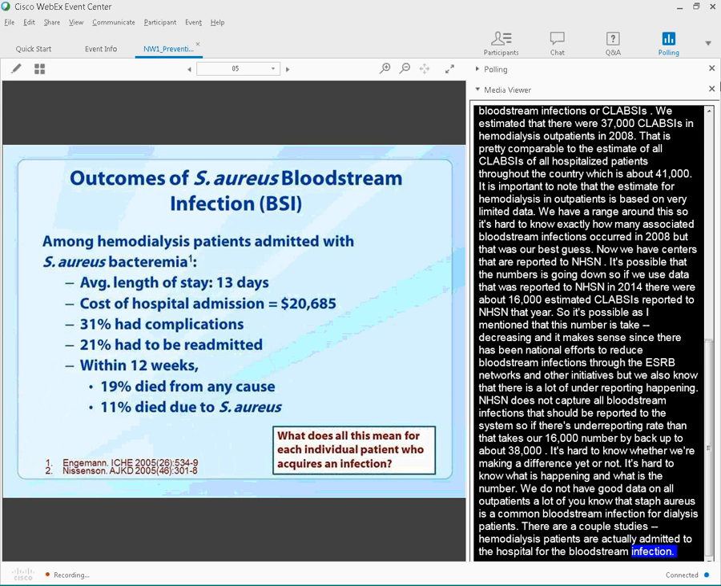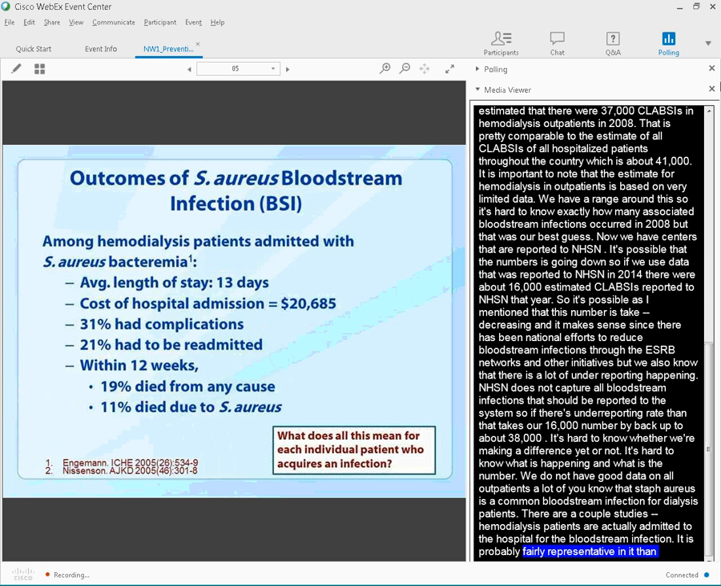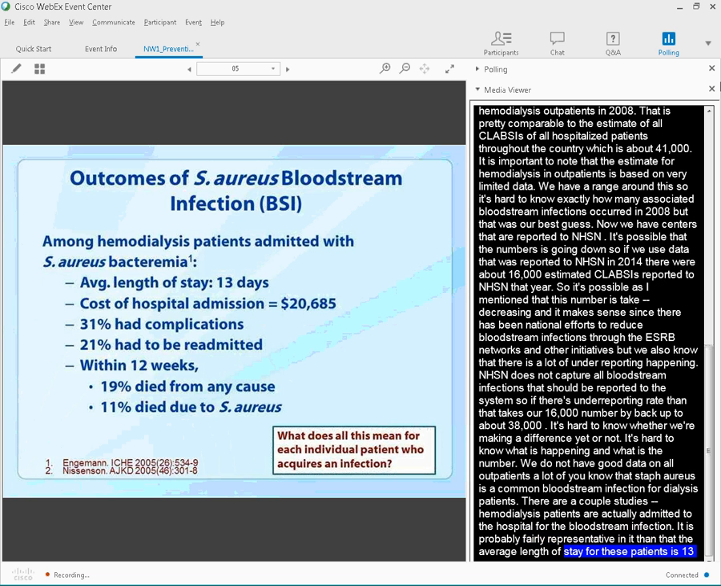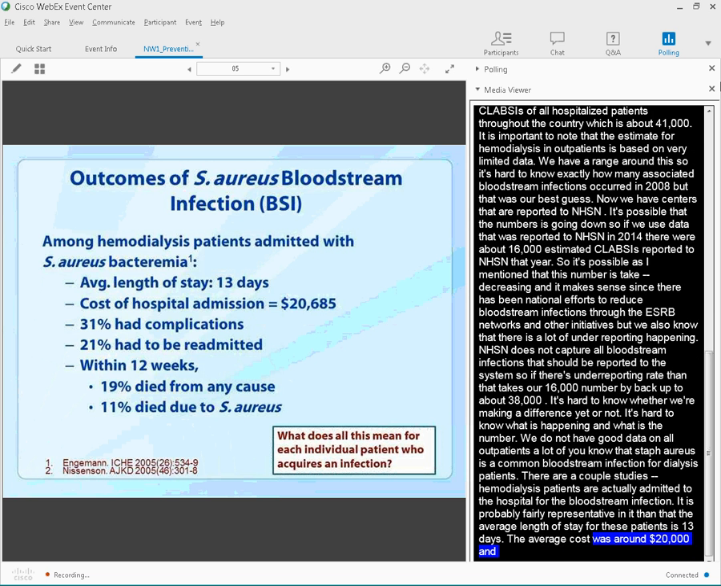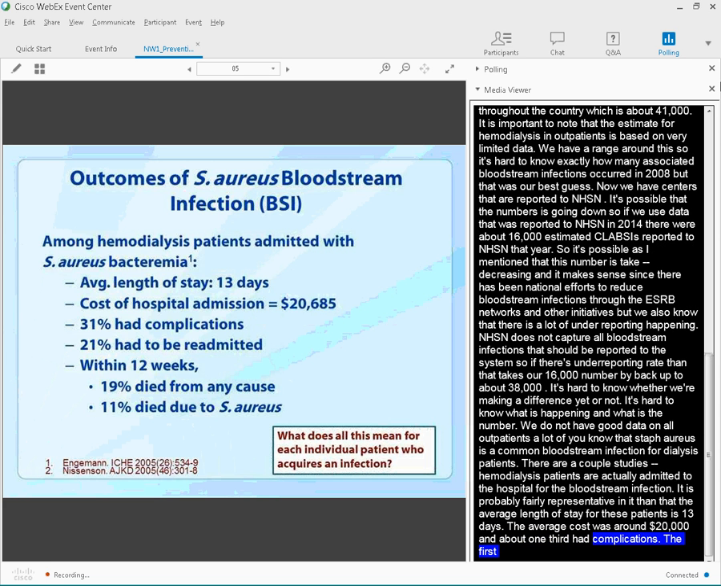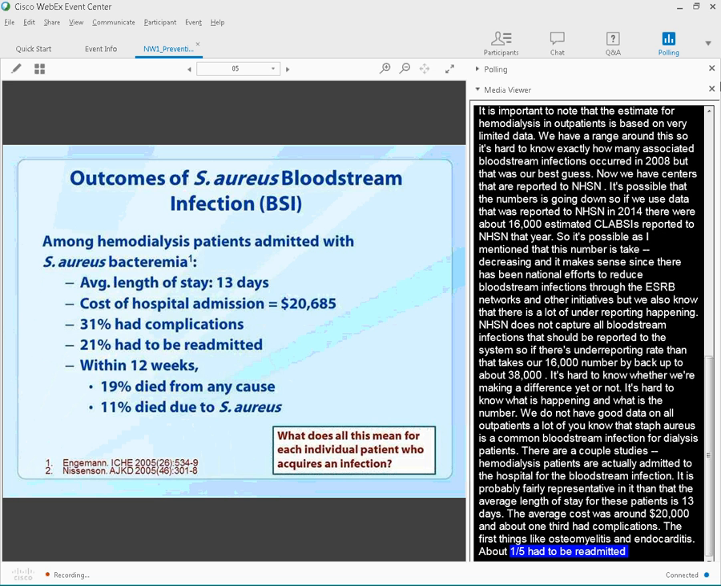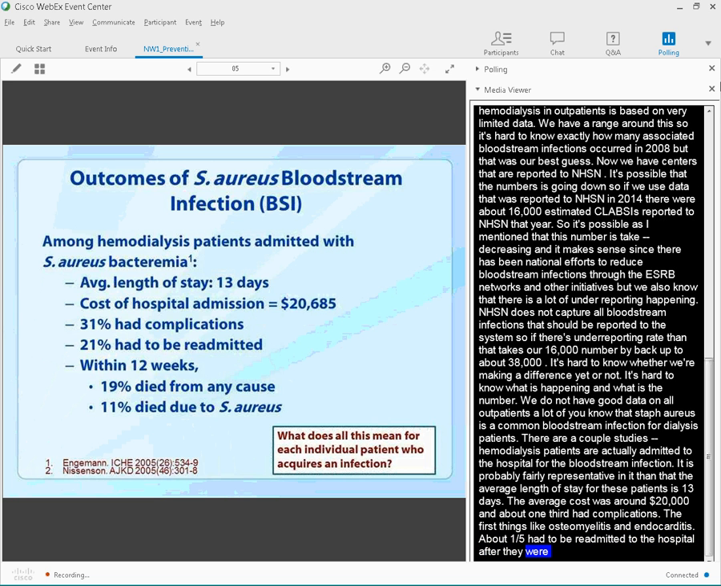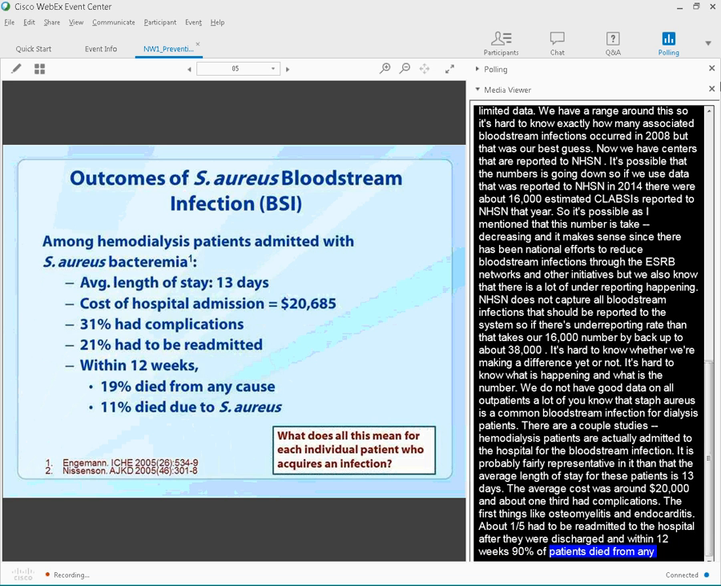The average cost was around $20,000. About a third had complications, and these are things like osteomyelitis, endocarditis, so serious complications. About a fifth had to be readmitted to the hospital after they were discharged. And within 12 weeks, 19% of patients died from any cause of death, and about 11% died specifically due to the Staph aureus infection. So these are pretty serious outcomes.